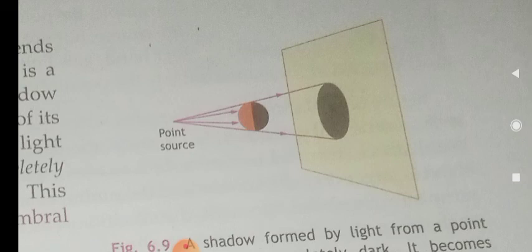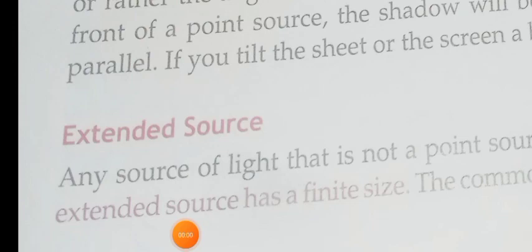Okay, if you tilt the sheet or the screen a bit, you will see a diamond shaped shadow. So this is about the point source. Do you understand, children? Now comes the extended source. So what is an extended source?